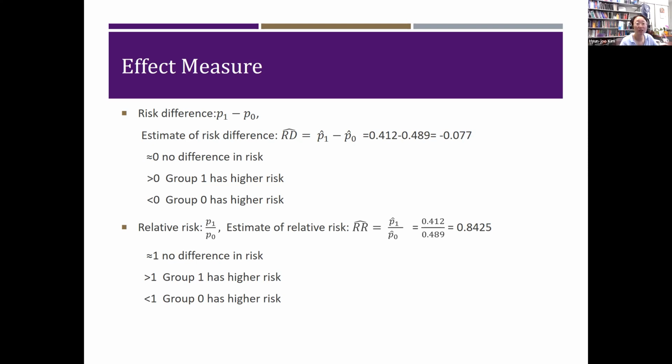The relative risk is the ratio of 2 risks. In this example, the relative risk is 0.412 divided by 0.489, which is 0.8425. If it's smaller than 1, we're comparing to 1, and this means group 0 has a higher risk. When the relative risk is larger than 1, group 1 has a higher risk, and here group 0 has a higher risk.